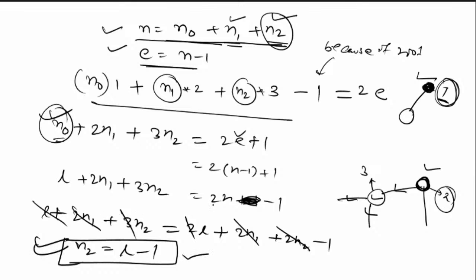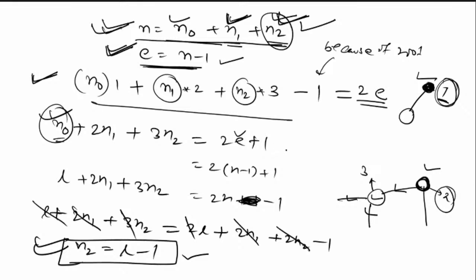Anyway, this is the proof, a very easy proof. We have only made 3 equations. The first equation: the total number of vertices is equal to the number of leaves plus the number of one child vertices plus the number of two child vertices. The second equation is that in every tree the number of edges is equal to the number of vertices minus 1. And the third equation we made from the degree sum formula: the total degree must be equal to twice the number of edges.